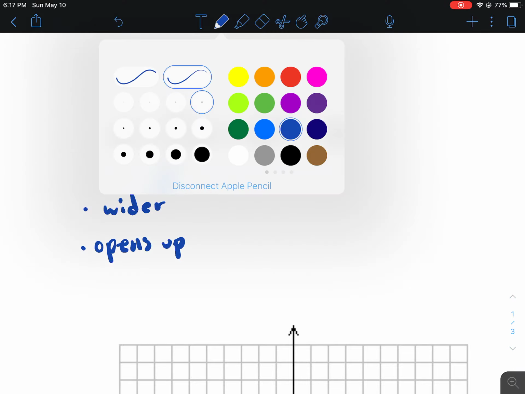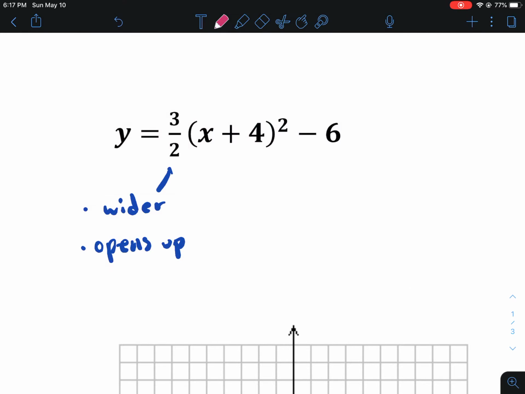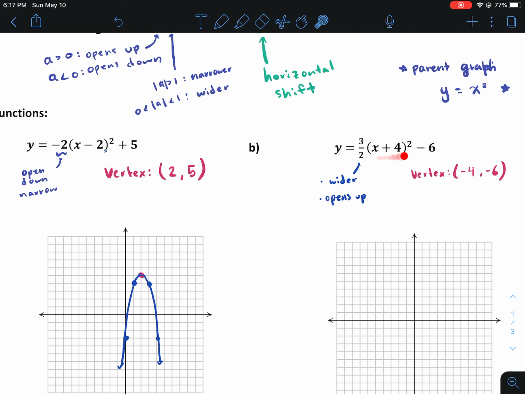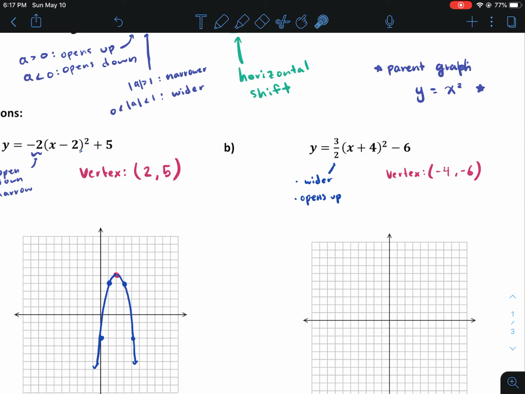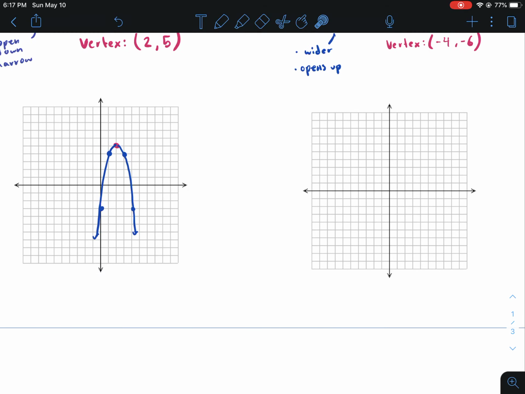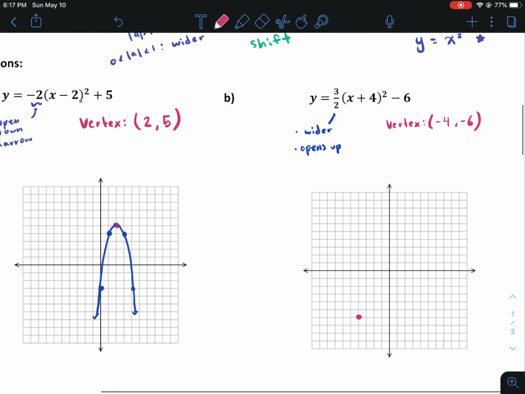So my vertex this time is going to be at negative 4, negative 6, right? Whatever's happening with the x inside those parentheses, it's the opposite, right? So if it's x plus 4, that means I subtracted an h of negative 4, x minus negative 4. So my vertex is at negative 4, negative 6, okay?